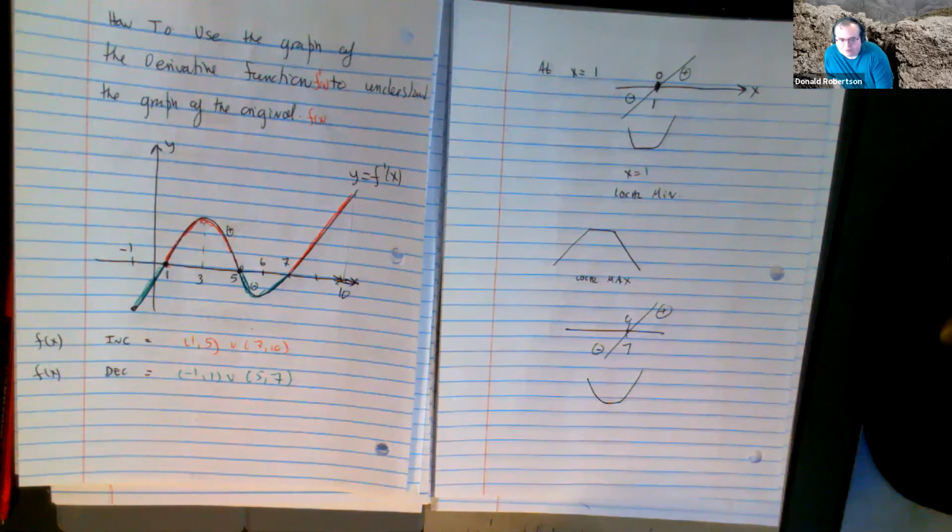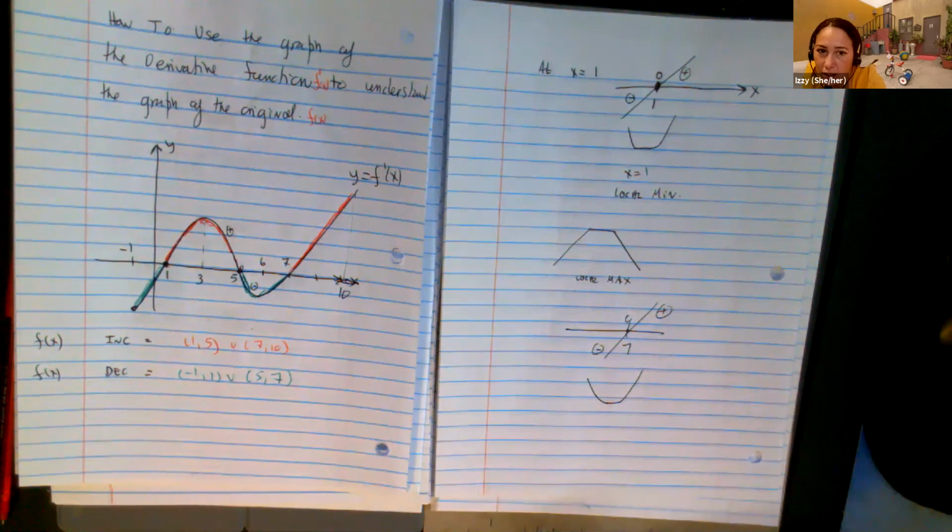Now, a point of inflection is where there's a change. Where it changed, right? 3 and 6? Yeah. Exactly.